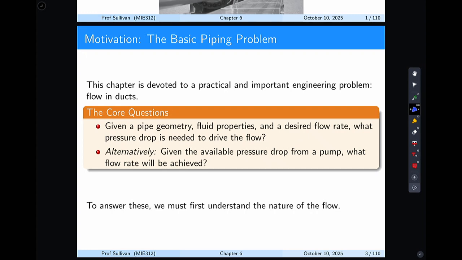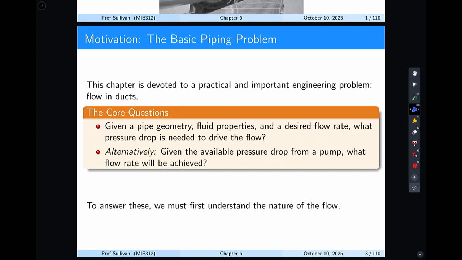Piping is really important to us. Given a pipe geometry, fluid properties, and a desired flow rate, what pressure drop is necessary to drive the flow? That determines pumps, whatever else you're going to put into the system. Given the available pressure drop from a pump, what flow rate can be achieved? And we have to understand more of the nature of the flow.